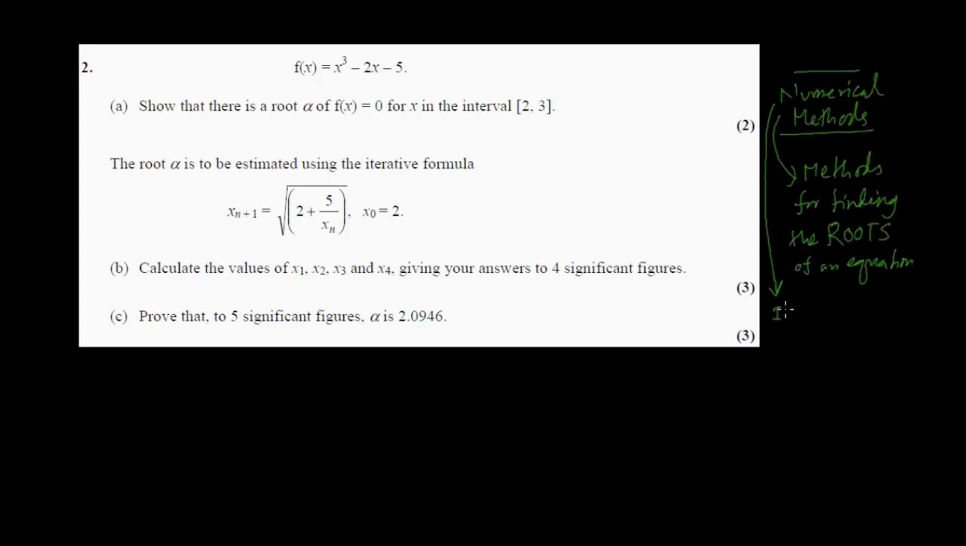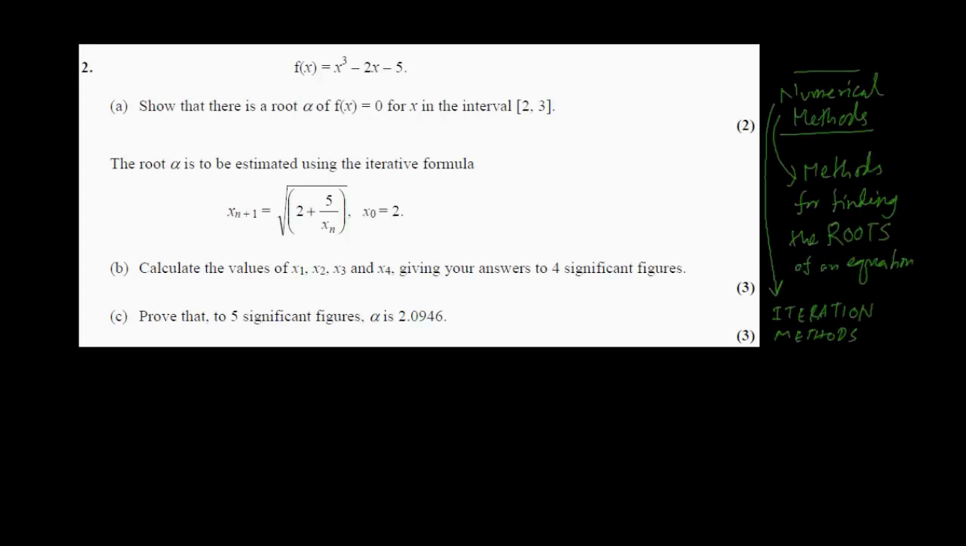It is called the iteration method. In the other papers, FP1, FP2, FP1 particularly, we have other numerical methods like interval bisection method, linear interpolation method of root finding, and also Newton-Raphson method. So that's the different type of numerical methods that we have in the higher papers as well.